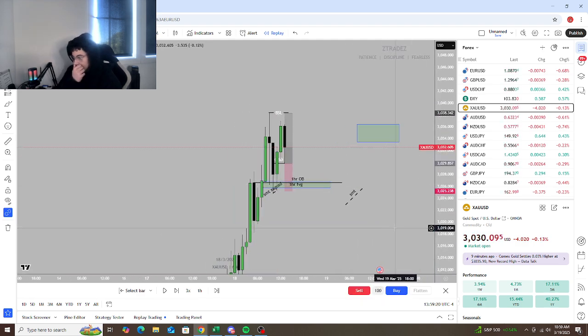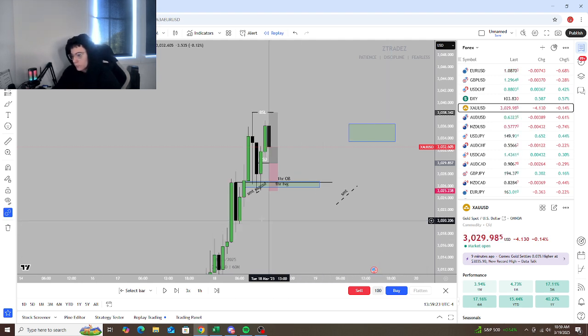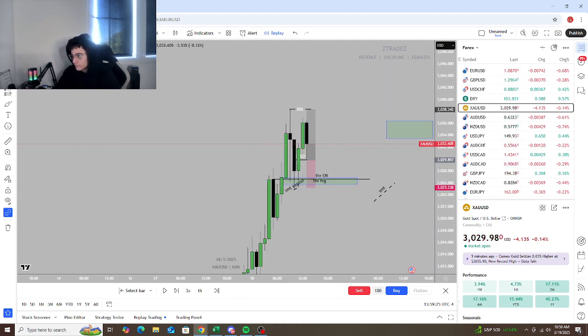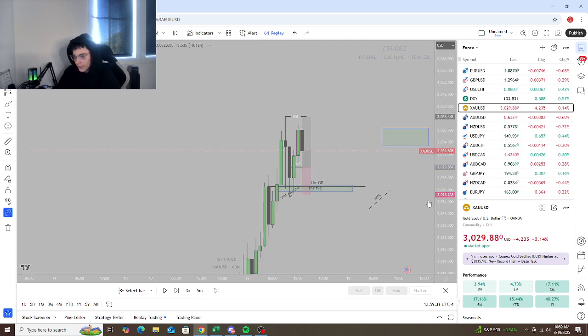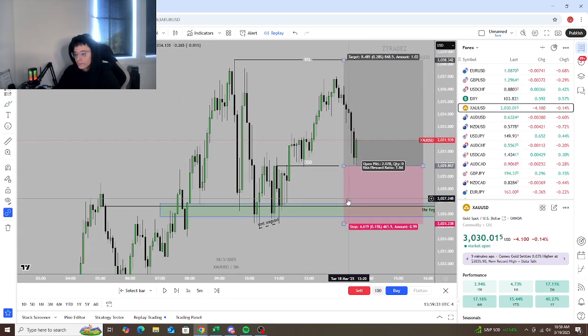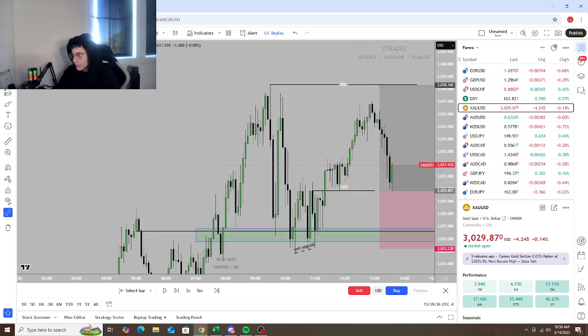Are we retracing on the hourly? 1000%. What do we retrace into? Hourly order block, hourly fair value gap. Cool. Everything marks up in the hourly. I go to the 5 minute. There's nothing else telling me otherwise. So this, I alerted it.